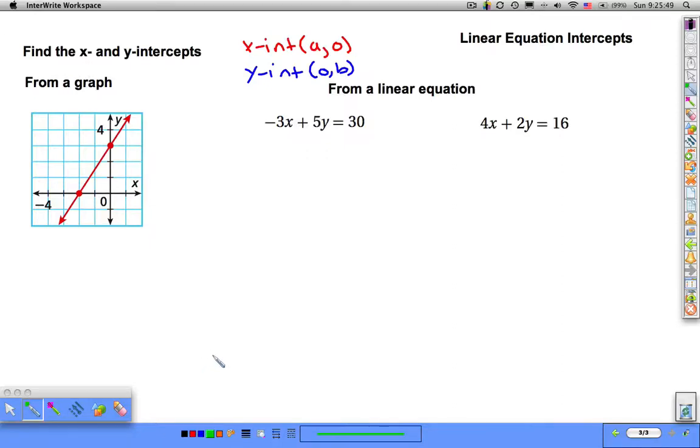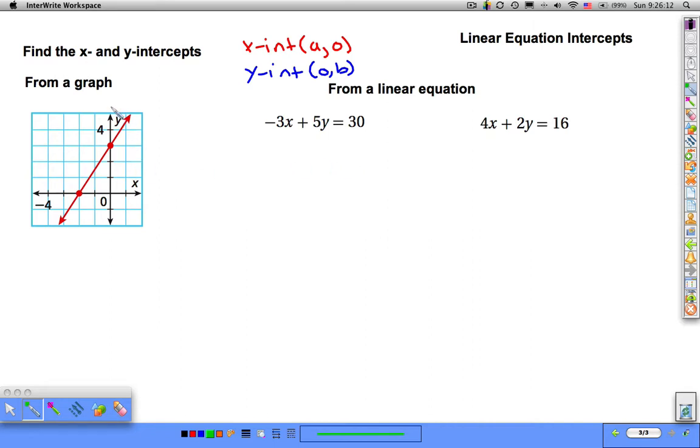For this video, we're going to talk about intercepts for linear equations. Knowing how to find the intercepts of a linear equation can come in real handy, especially when you have to graph. So there's two ways that we can be given a problem in which we have to find intercepts. The first is if they give us a graph, and the second is if they give us just a linear equation itself. So I'm going to show you both ways.